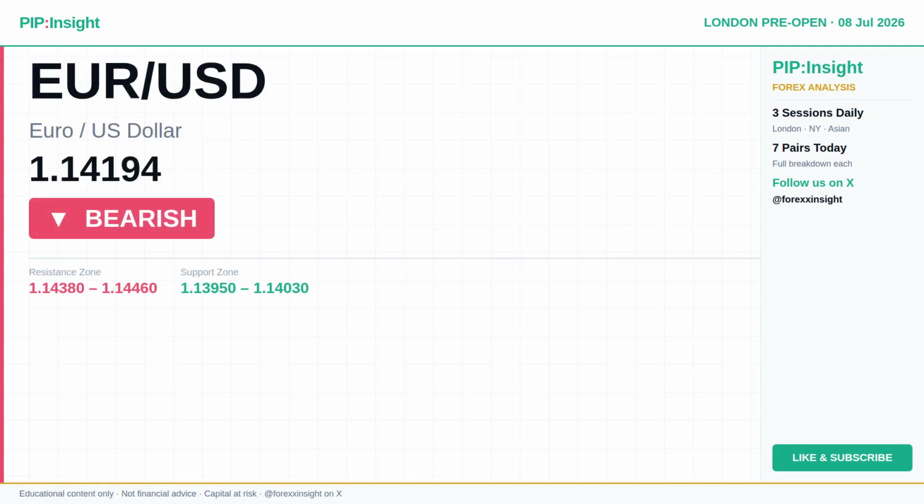Euro dollar. The chart is showing bearish structure on this session. The 4-hour trend is to the downside and the 1-hour is also pointing lower. Resistance is marked between 1.1438 and 1.1446. Support is marked between 1.1395 and 1.1403. Here is the full chart breakdown.